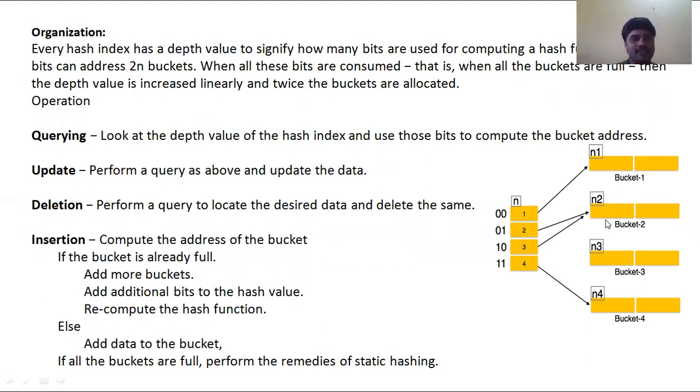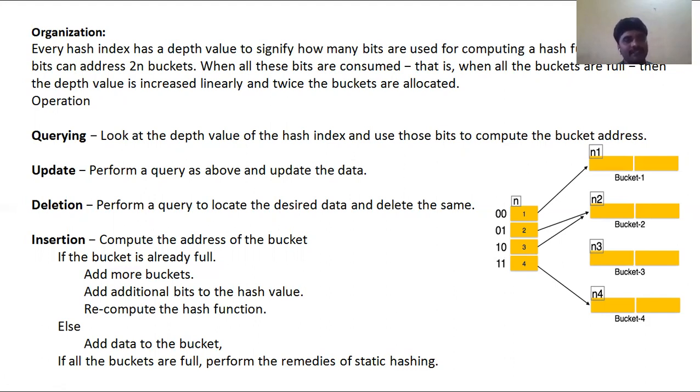Then the depth value is increased linearly, and twice the buckets are allocated. Here are the two things we have to concentrate on. The first one is that the bits are consumed. That means when all the buckets are full, the depth value is increased linearly, and twice the buckets are allocated.